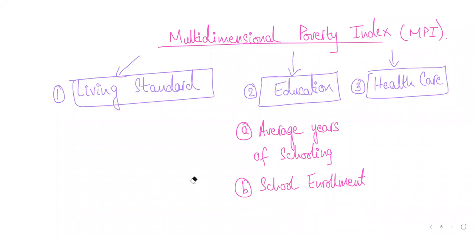School enrollment means what percentage of school-going children are actually in school. So the higher the school enrollment, the better it is. Okay. Now for healthcare, you also have two statistics. What are the two statistics? Percentage of malnourishment. If you have heard the word before, let me write this down over here.